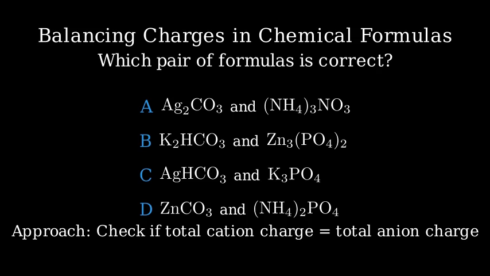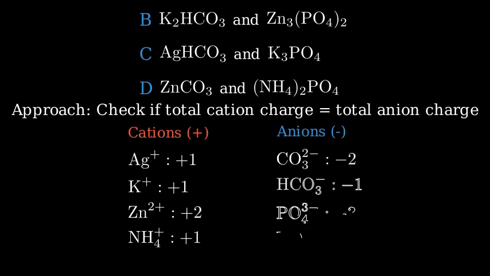Let's start by reviewing some common ions and their charges. Here are the charges for the ions in our problem. Silver, Ag+, has a charge of positive 1. Potassium, K+, has a charge of positive 1. Zinc, Zn2+, has a charge of positive 2. Ammonium, NH4+, has a charge of positive 1. Carbonate, CO3 2-, has a charge of negative 2.